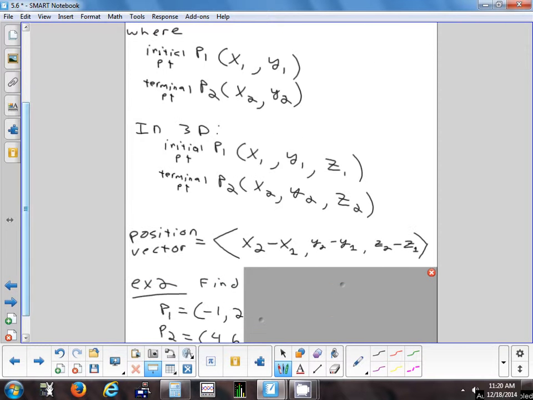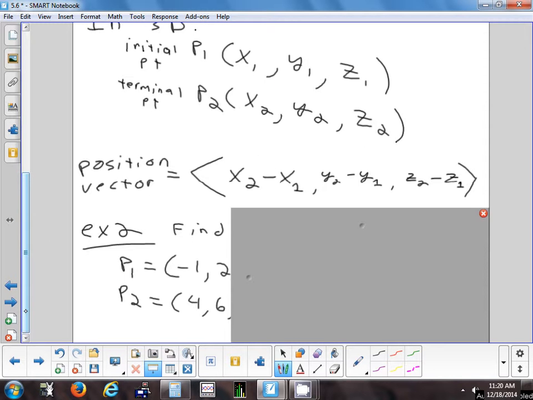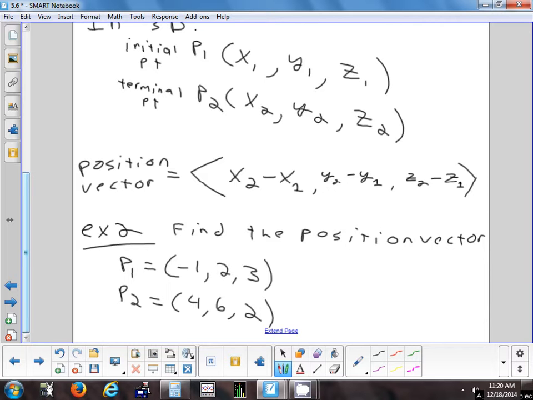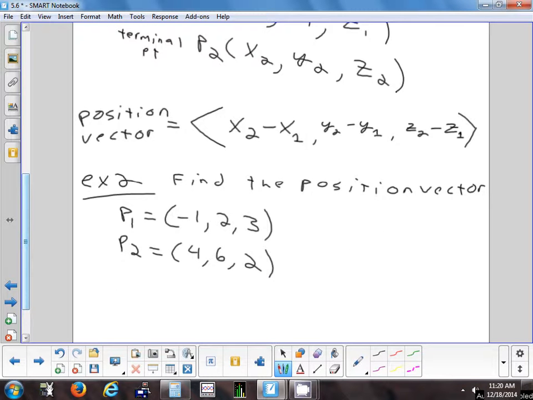All right, so let's find a position vector for P1 and P2.